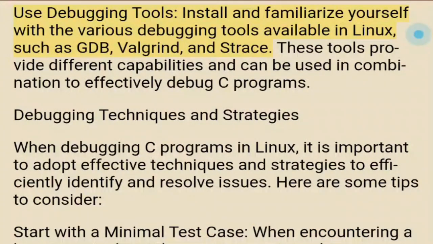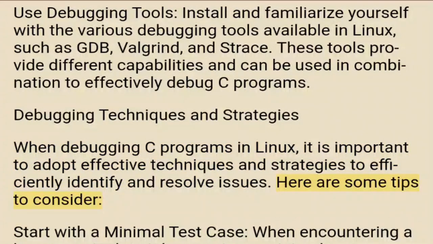Use debugging tools. Install and familiarize yourself with the various debugging tools available in Linux, such as GDB, Valgrind, and Strace. These tools provide different capabilities and can be used in combination to effectively debug C programs. Debugging techniques and strategies. When debugging C programs in Linux, it is important to adopt effective techniques and strategies to efficiently identify and resolve issues.